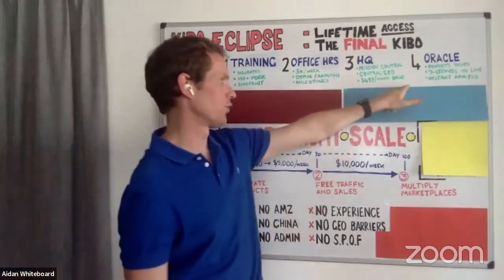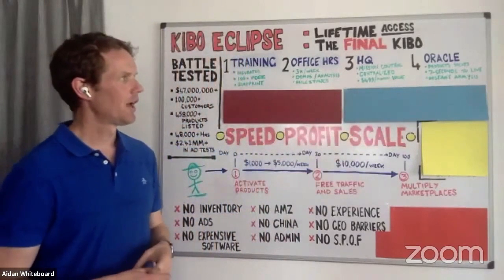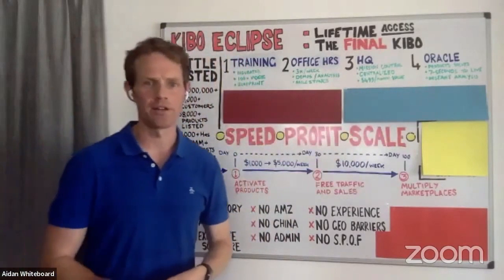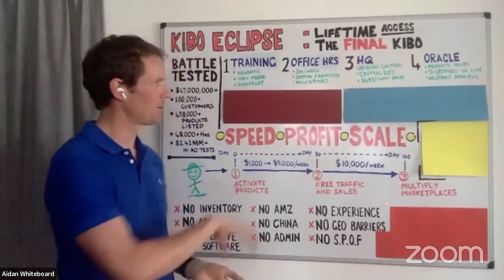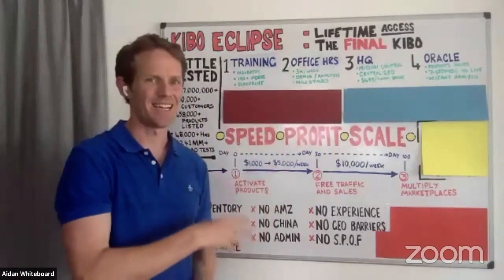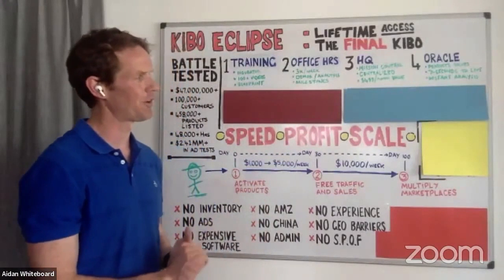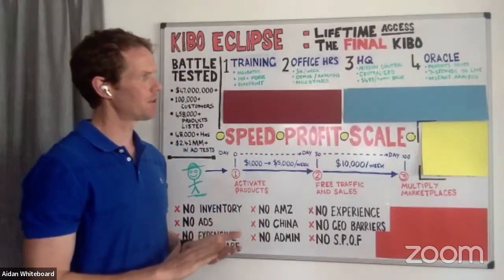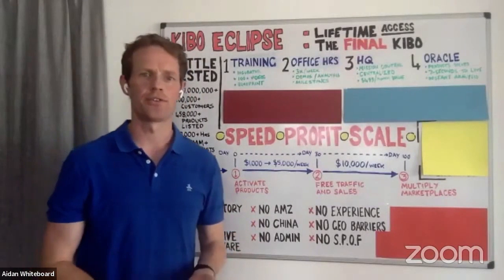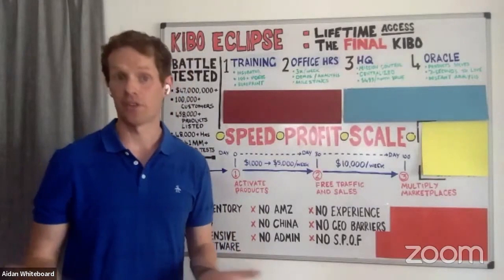Now, Oracle, which is also linked in to the HQ, is a huge breakthrough. And this is something that is completely new. I mean, all of these things are new, but Oracle is new in the sense that no one has even thought about something quite like this, not in the way that we've approached it anyway. But the objective for Oracle is to streamline and simplify the process of finding products to sell on your store.